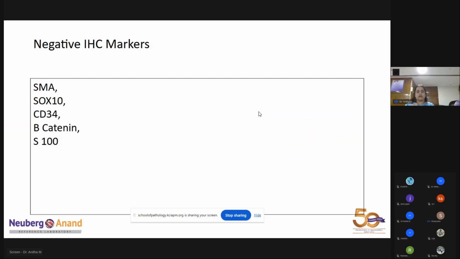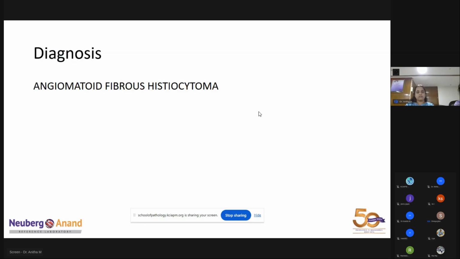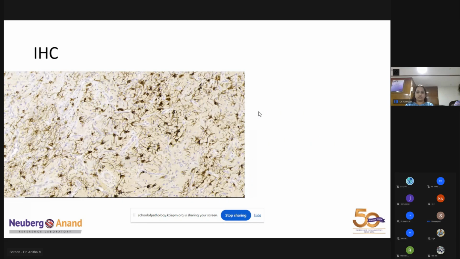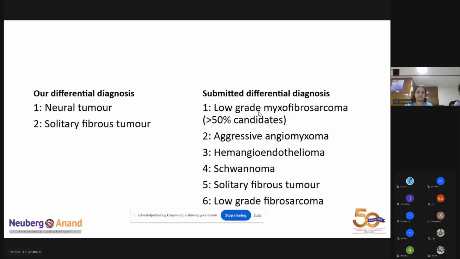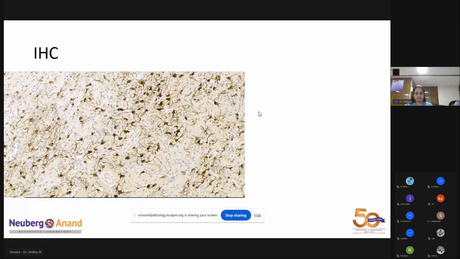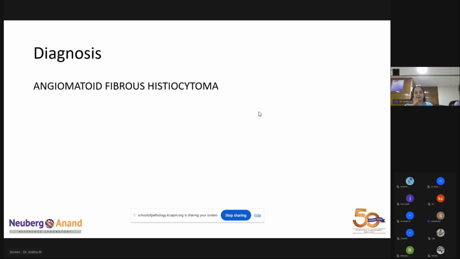Okay. The other markers which we did were SMA, SOX10, CD34, beta-catenin and S100, all of which were negative. So this kind of rules out an angiomyxoma or myxoid fibrosarcoma. Otherwise, coming to morphology also, with aggressive angiomyxoma, there were no vascular spaces to signify that. So conclusively, our diagnosis was an angiomatoid fibrous histiocytoma.